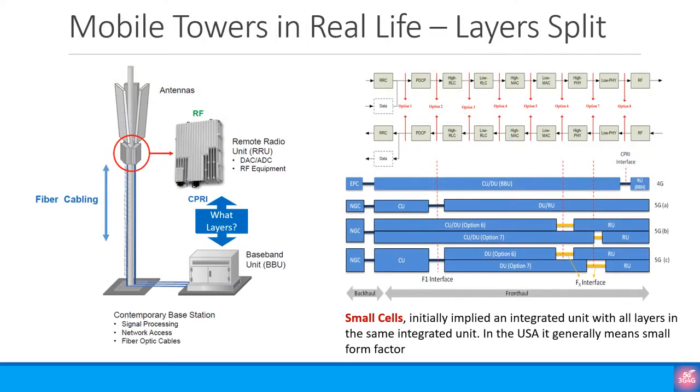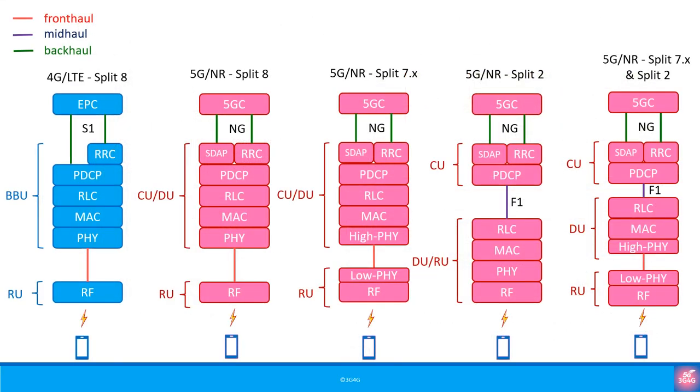For 5G, the BBU is split into central unit, CU, and distributed unit, or DU. There are different splits possible that lead to different layers ending up in CU and DU. This can be seen clearly in this picture. While for 4G we have split 8 architecture, for 5G the popular options are split 8, 7.x, 2 and a combination of 2 and 7.x.